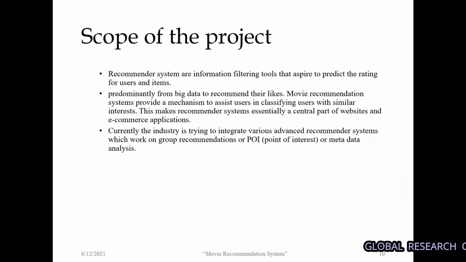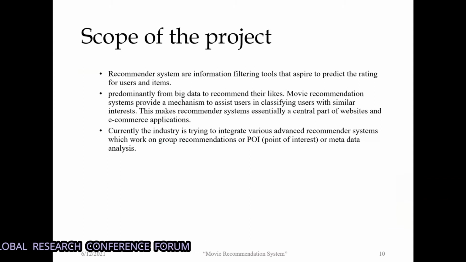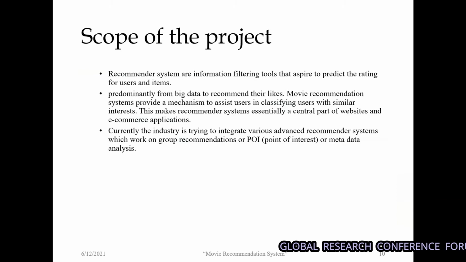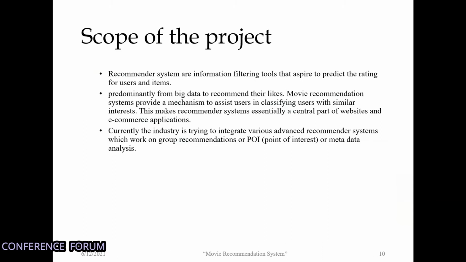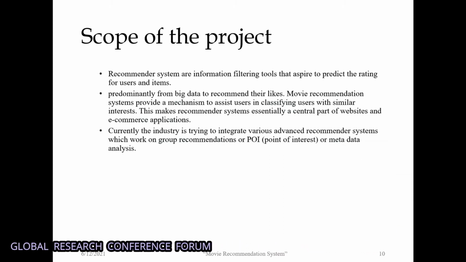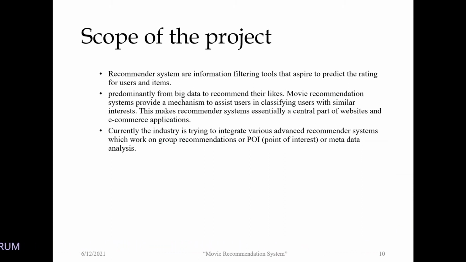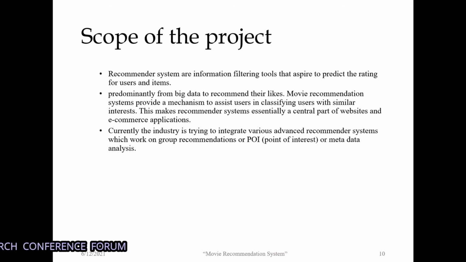The scope of our project: recommender systems are information filtering tools that aspire to predict the rating for users and items, predominantly from big data, to recommend their likes. Movie recommendation systems provide a mechanism to assist users in classifying users with similar interests. This makes recommender systems a central part of websites and e-commerce applications. Currently, the industry is trying to integrate various advanced recommender systems which work on group recommendations or POI. POI means point of interest or metadata analysis.